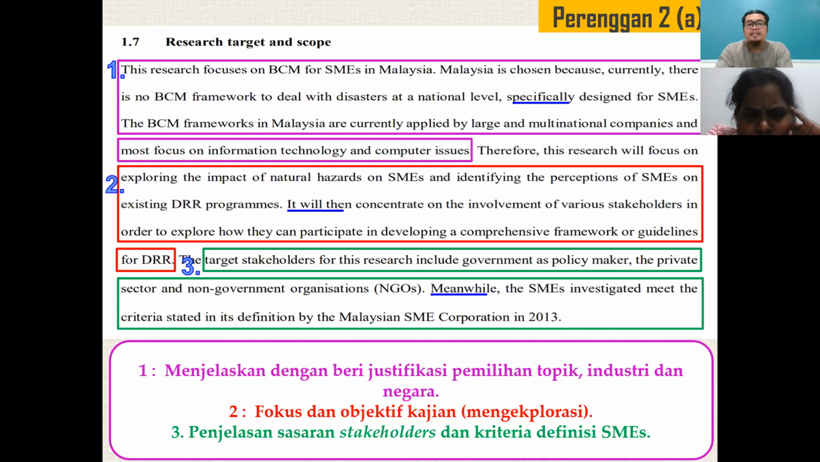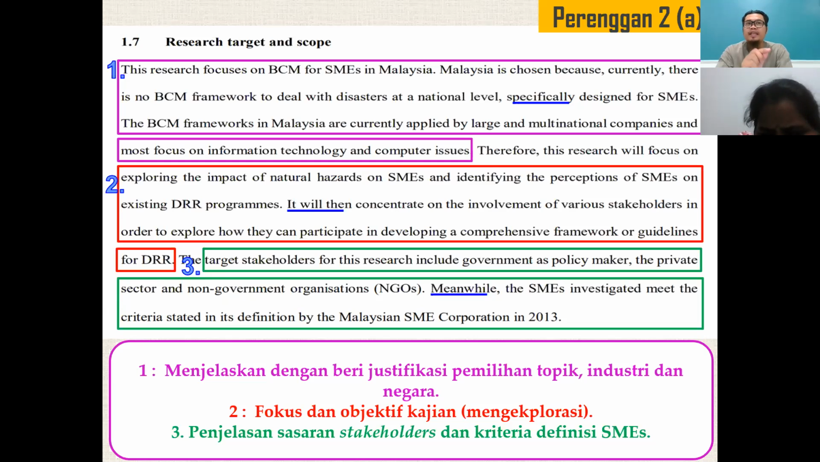Okay, they will then concentrate on the involvement of various stakeholders in order to explore how they can participate in developing a comprehensive framework or guideline for DRR. The target stakeholders for this research include government as policymaker, the private sector, and non-government organizations, NGOs. Meanwhile, the SMEs investigated meet the criteria of the definition by SME Corporation Malaysia. Okay, this part they are trying to highlight because we have many definitions of SMEs.